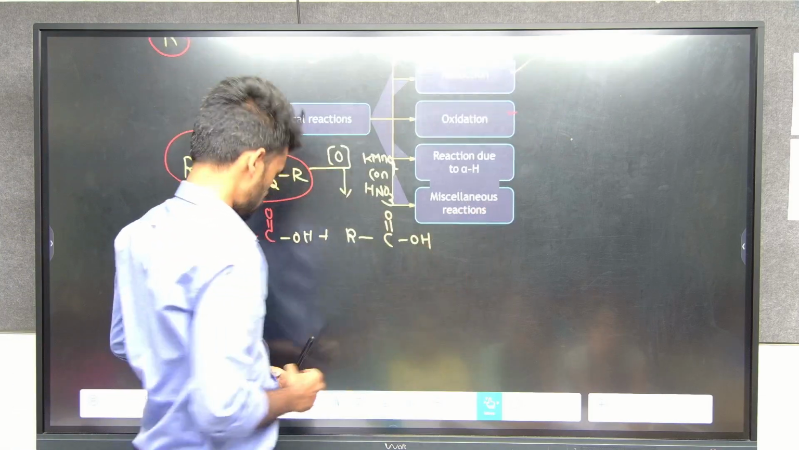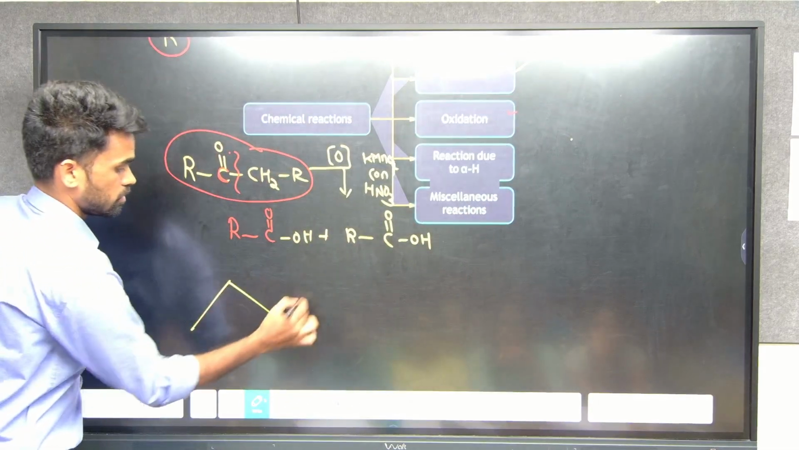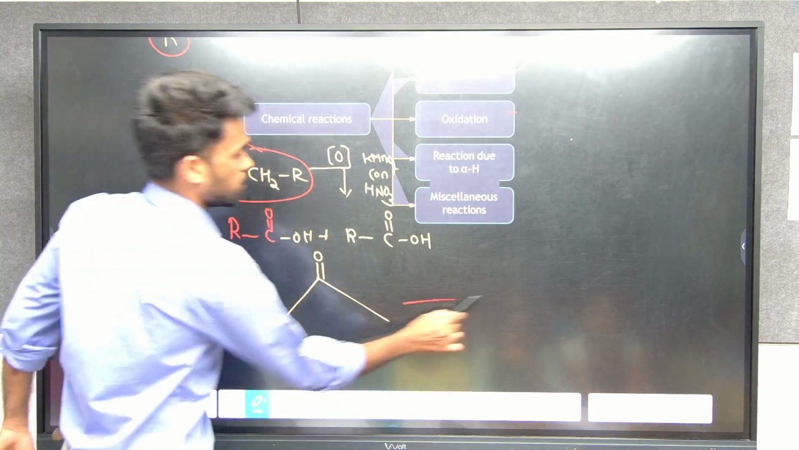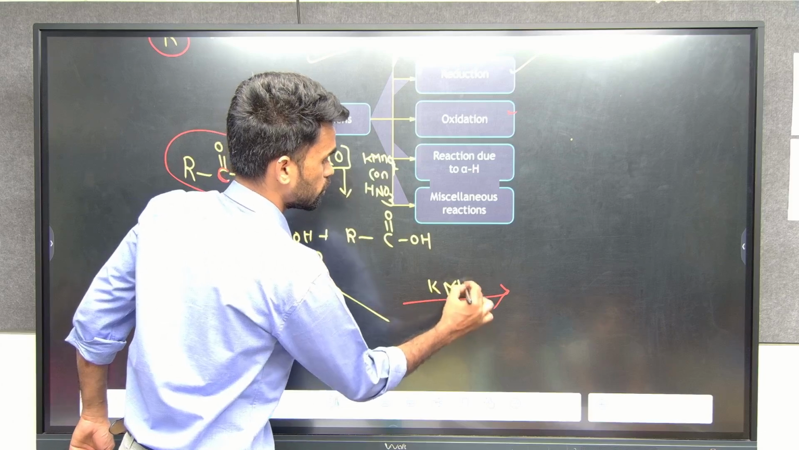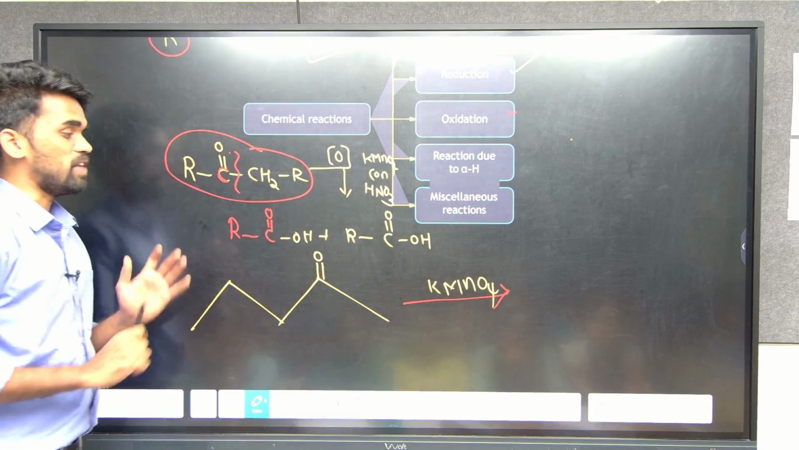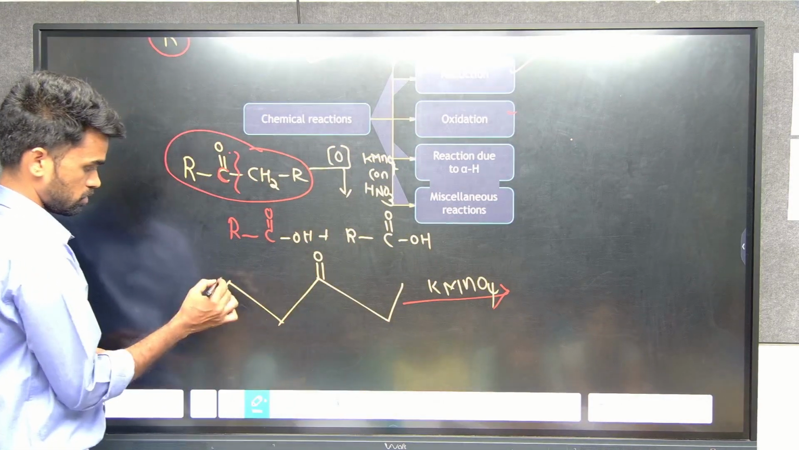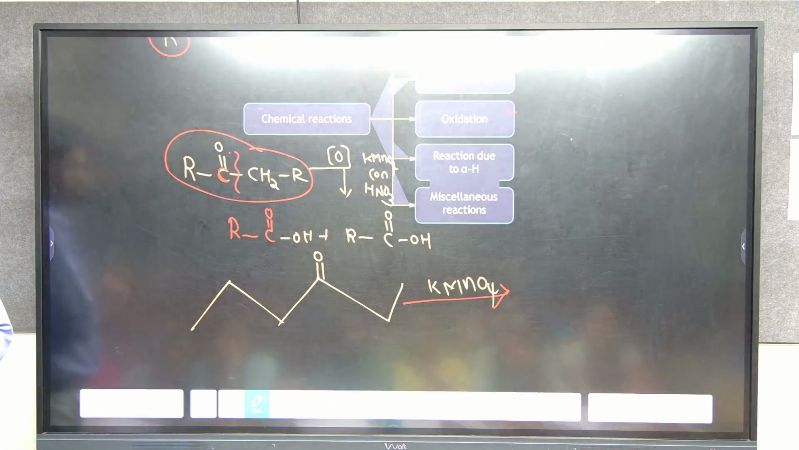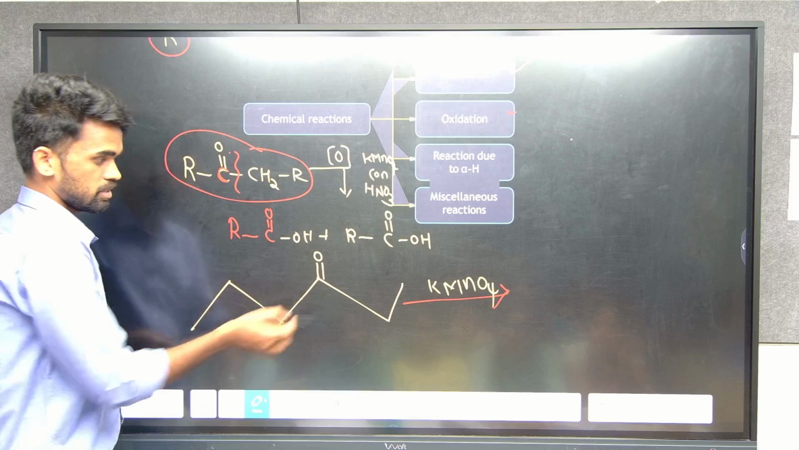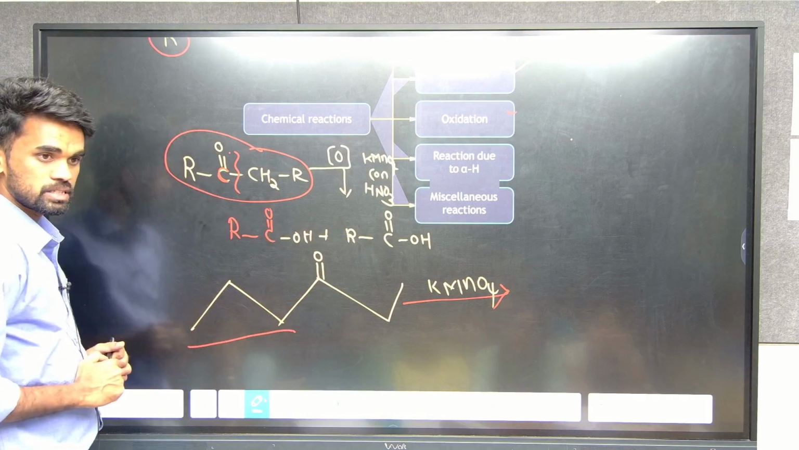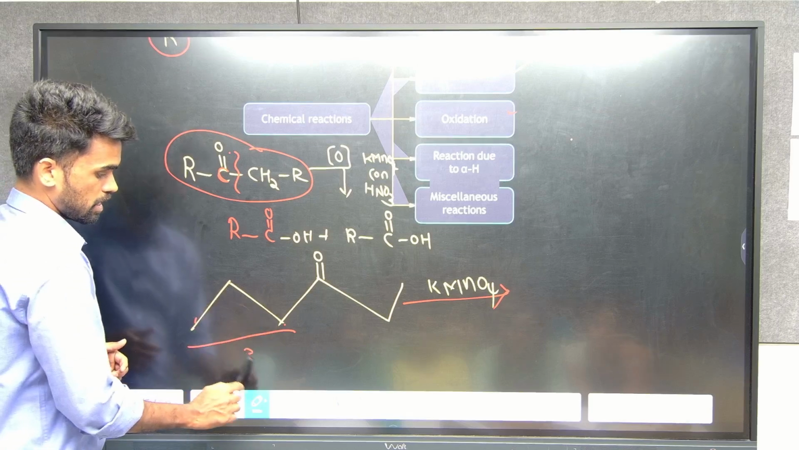Now let us see. This is a ketone. I am saying you to treat this with KMnO4. Now tell me what will be the product? Break the bond. Which side? Should I break this side? Remember, how many carbons are there on this side? Count once. 1, 2, 3. 3 carbons. This side how many are there?